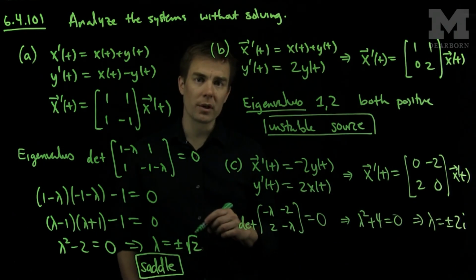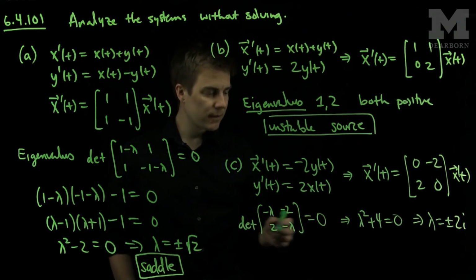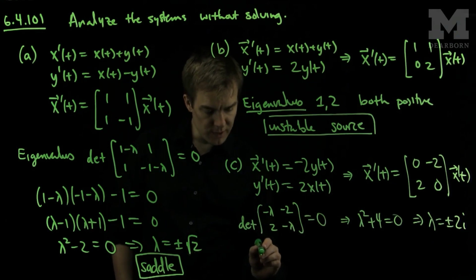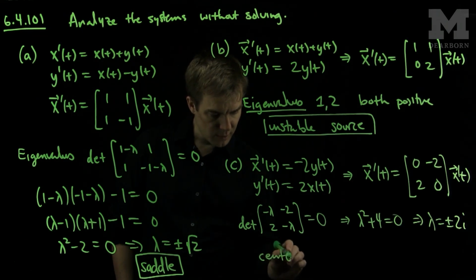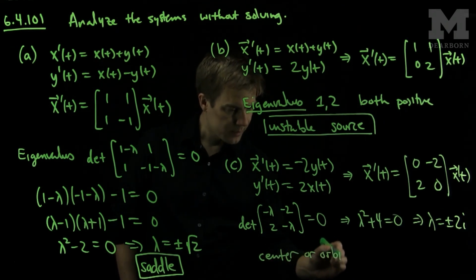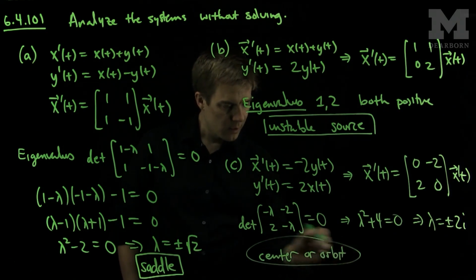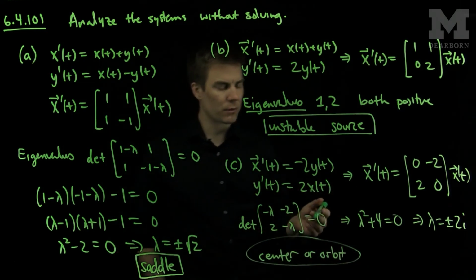And I have two purely imaginary complex conjugate eigenvalues, which tells me that the origin is a center or orbit of the system. So we have elliptical trajectories centering on the origin over here.